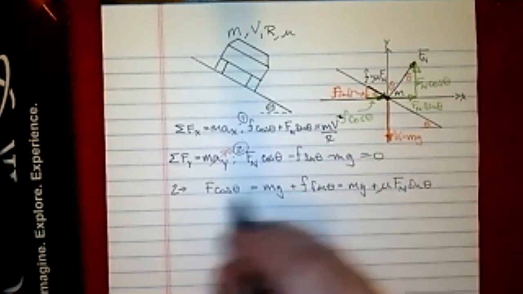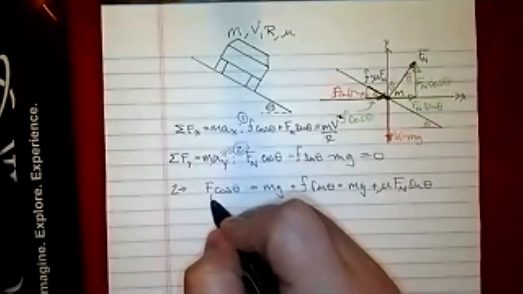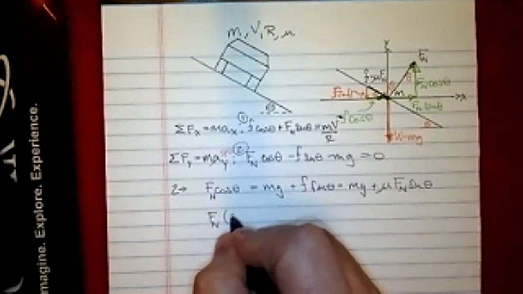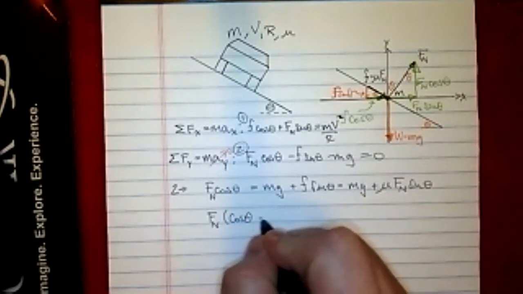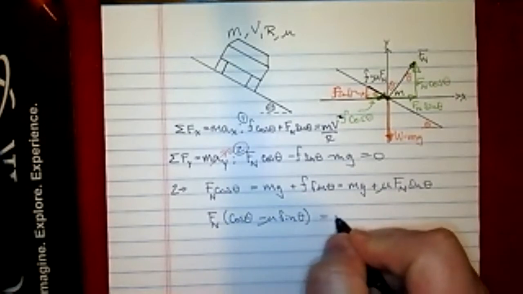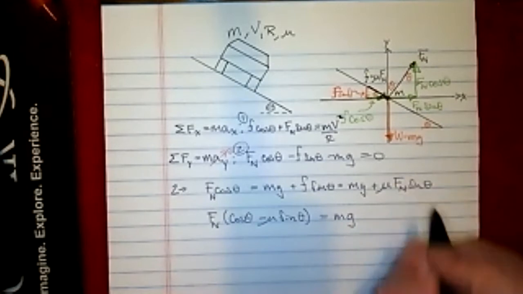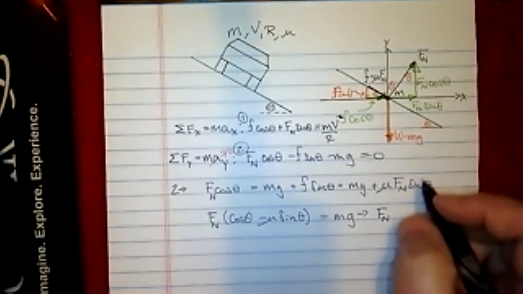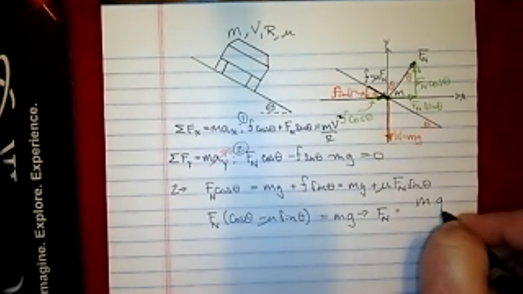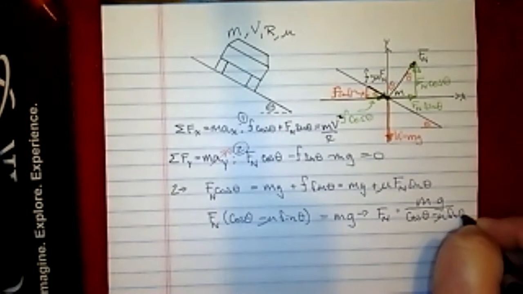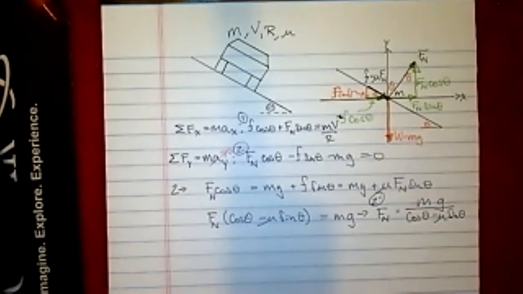So now I can get all the Fn's on one side, and this is supposed to be Fn as well. I just wrote F. So I get all the Fn's on one side. I'll say Fn, and this side is cosine theta. When I pull this one over here, it's going to be minus mu sine theta, and that's equal to mg, like that. So now all I have to do is say that Fn is going to equal mg over cosine theta minus mu sine theta. And I'll call this 2 prime. So now I can plug 2 prime into 1.